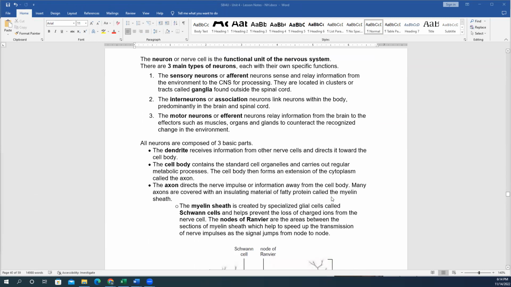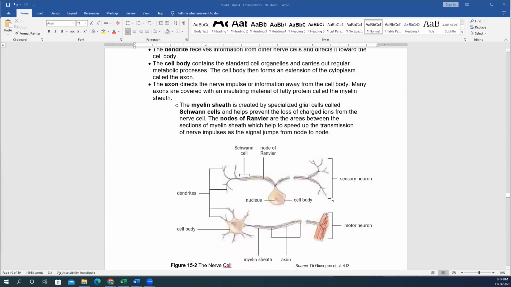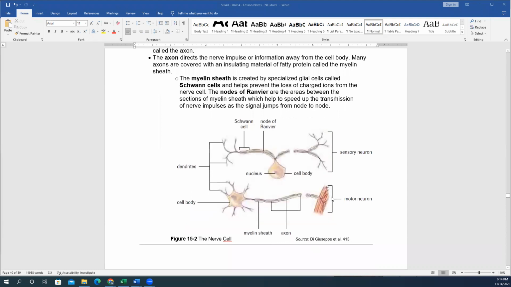Looking at the nerve cell or the neuron, here are examples of the nerve cell or the neuron. This is the functional unit of the nervous system, and there are three main types of neurons. Each of them has its own specific function.